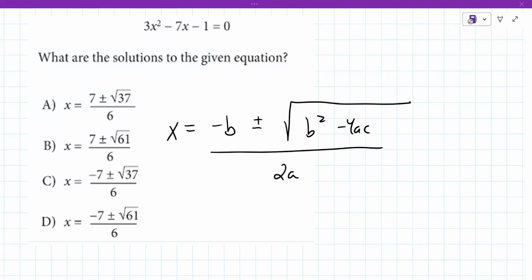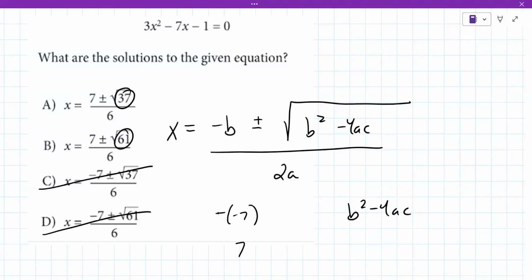Is it A? Take a look here. When you take the negative of b, that's the negative of -7, so it becomes 7. That gets rid of those two answers. So now you're down to just this part, the b squared minus 4ac.